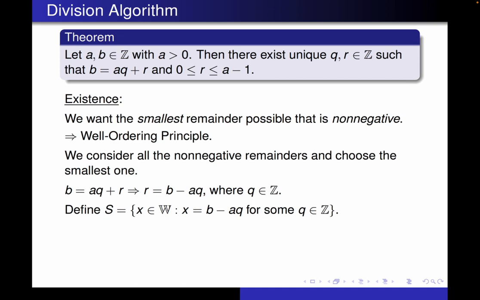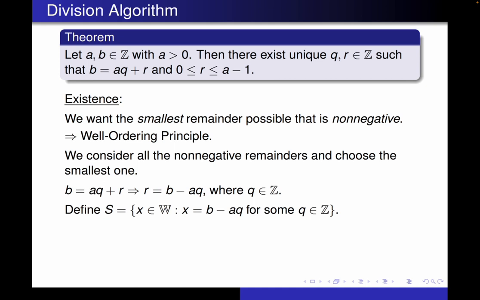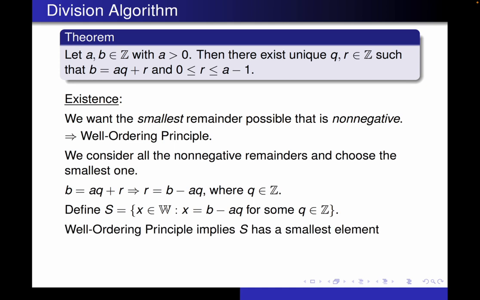So we're going to define our S to be the set of all x in the whole numbers. And remember, the whole numbers are all the non-negative integers, such that x has the form of a remainder: x is equal to b minus aq for some integer q. So S is the set of all remainders that are non-negative, which is exactly what we wanted.